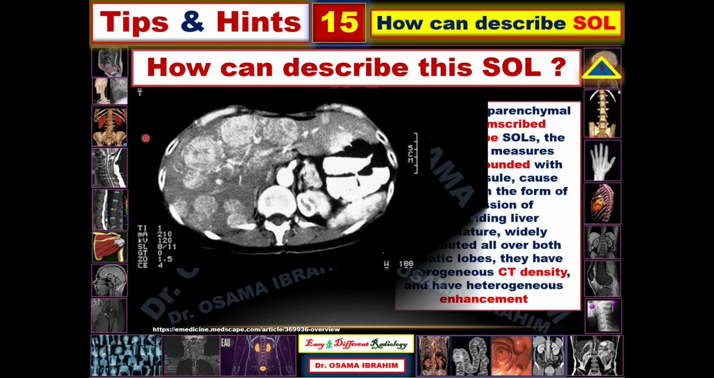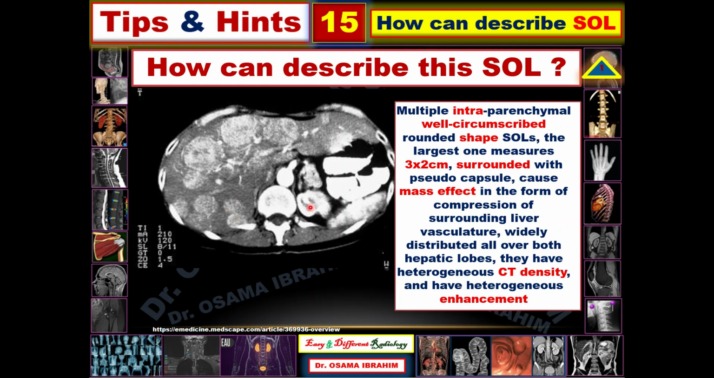This time the example is multiple lesions, not solitary, so we start with multiple, and all of these lesions are intraparenchymal, so intra, not extra, and well circumscribed. All of them are well circumscribed lesions with a rounded shape, as we see here. They are rounded, space occupying lesions.